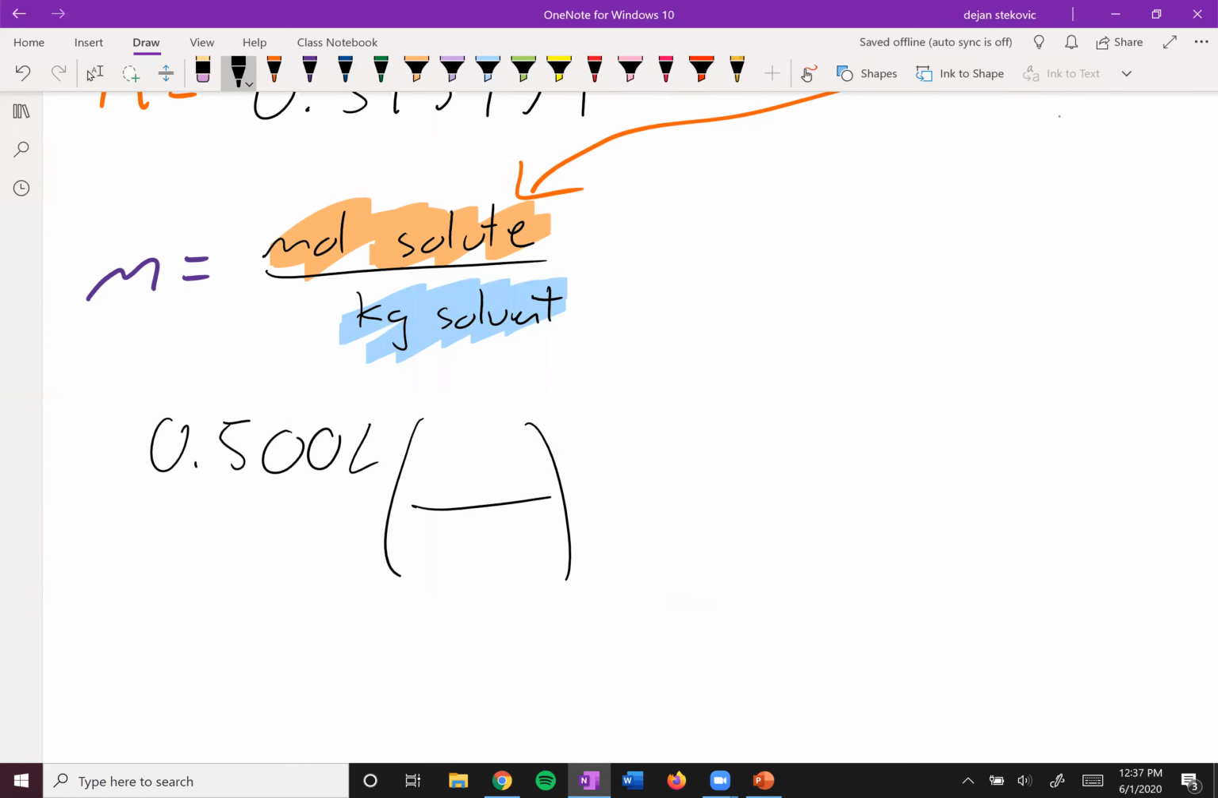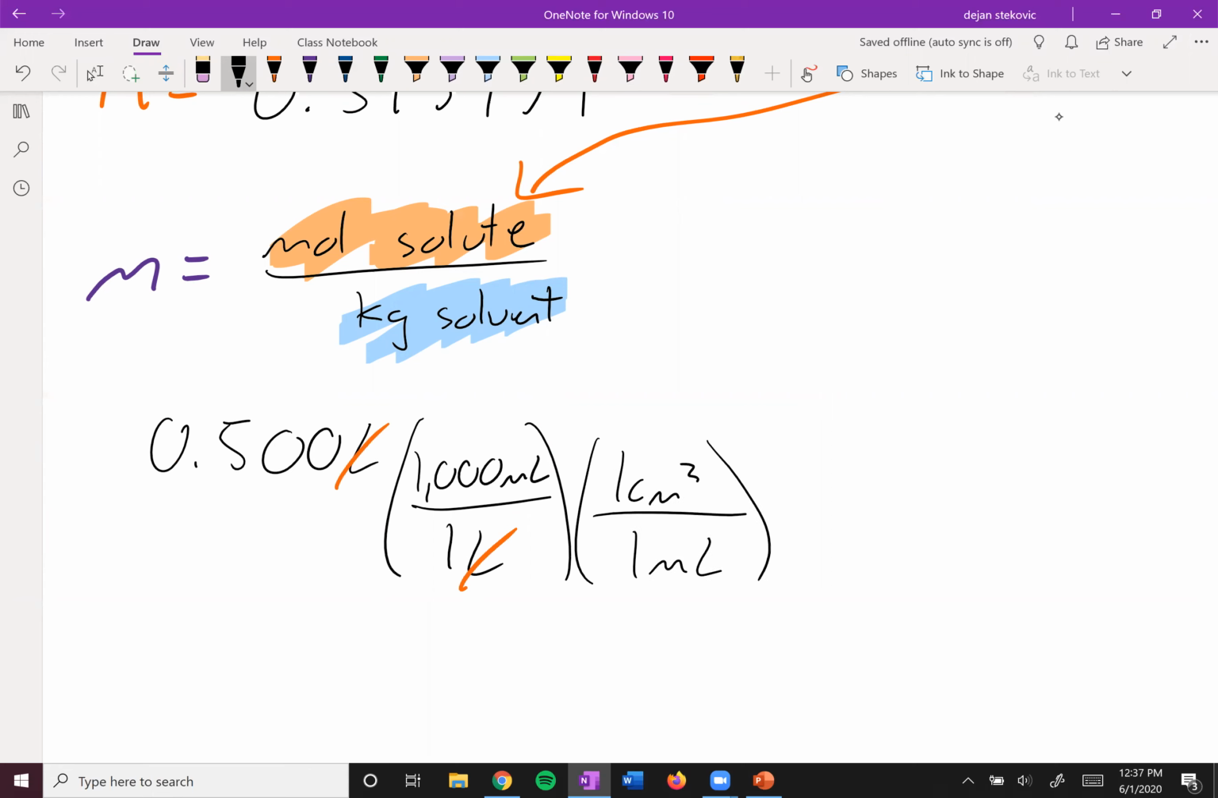So we know that in 1 liter, there's 1,000 milliliters. So the liters cancel out. And then we also remember that 1 milliliter is exactly equal to 1 centimeter cubed. And so now these milliliters cancel out, and now we're in units of centimeter cubed. And now we can use our density. We know our density is 0.997 grams per centimeter cubed. The centimeter cubed cancels out.